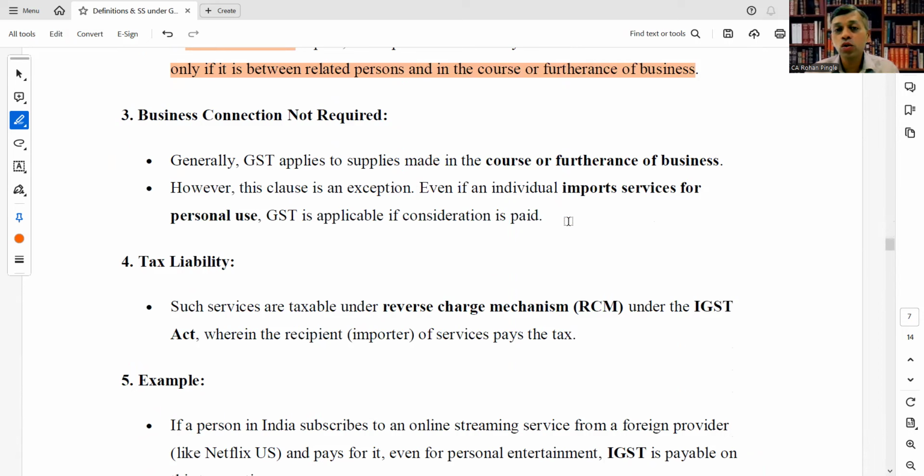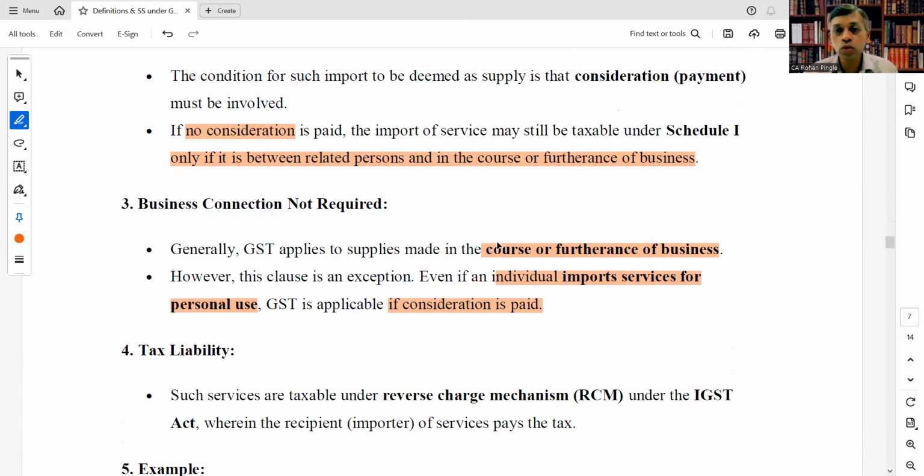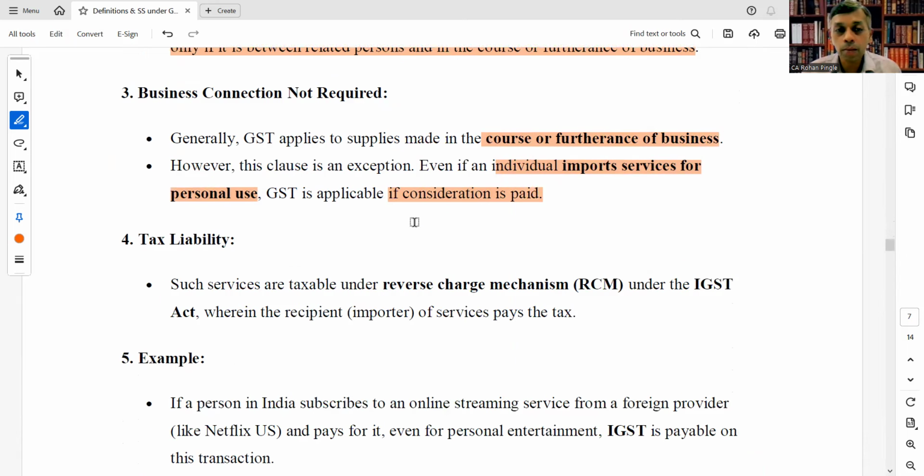Generally, GST applies to supplies made in the course or furtherance of business, but in case of import of service, it is not required. However, this clause is an exception. Even if an individual imports services for personal use, GST is applicable if consideration is paid. If not paid, then you have to see whether it is in the course or furtherance of business and whether it is a related person. Then it will be liable.